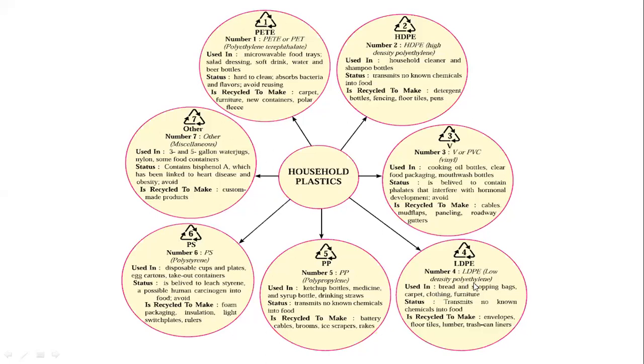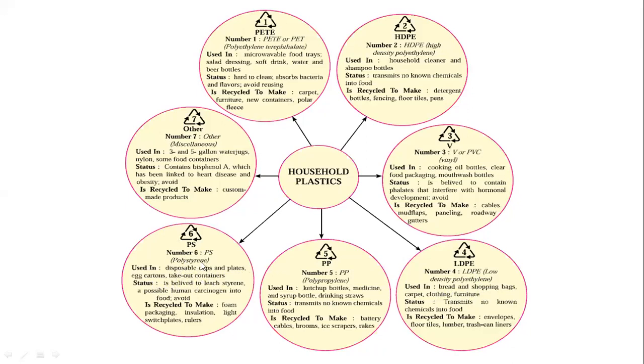Number 4 is low density polythene, which is used in bread and shopping bags, carpet, clothing, furniture. So 4 is also not possible. Then number 6, I am coming to the number 6 option. Number 6 indicates it is polystyrene, used in disposable cups, plates, egg cartons, and takeout containers.